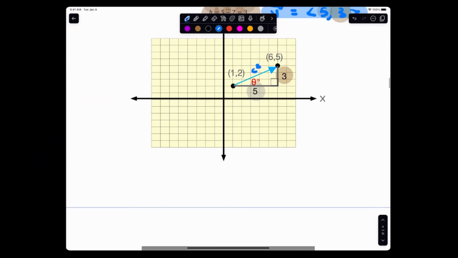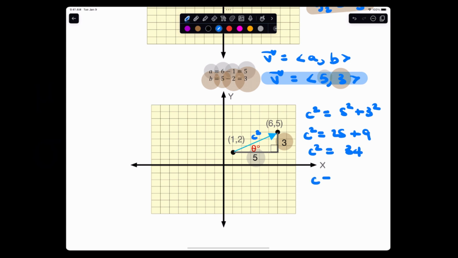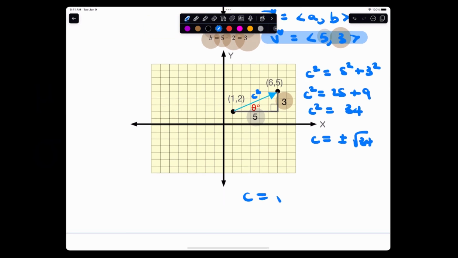So you say, what is that? Well, let's do Pythagorean theorem, right? C squared will be what? 5 squared plus 3 squared. C squared will be what? 25 plus 9. C squared will be what? 34. What is C? And remember, the distance is always positive here, so it's just the square root of 34.